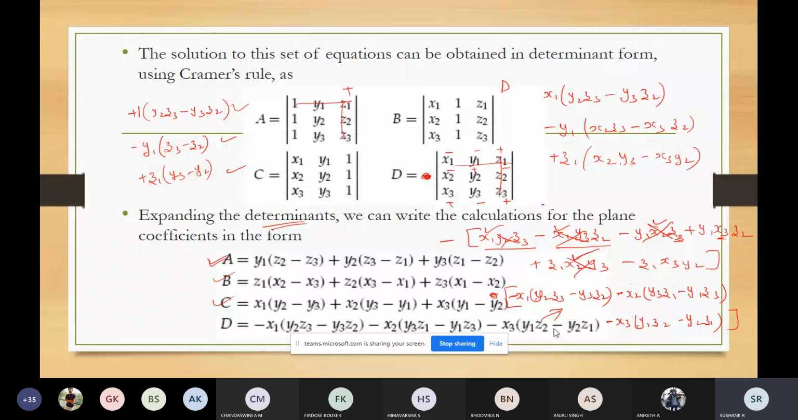Any doubts with respect to expanding the determinants and all? Any doubt here? Okay. So by using these equations, we are able to get the values of A, B, C, and D.